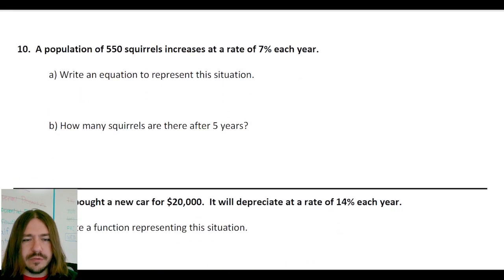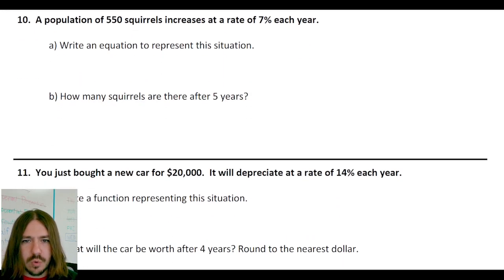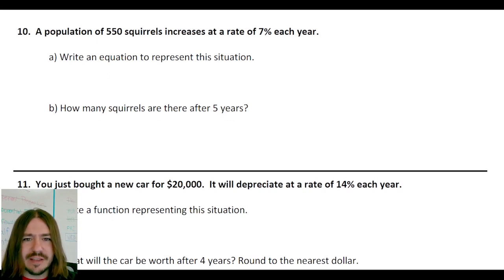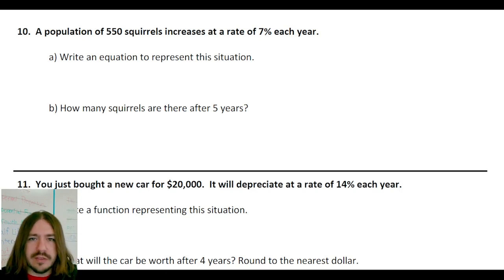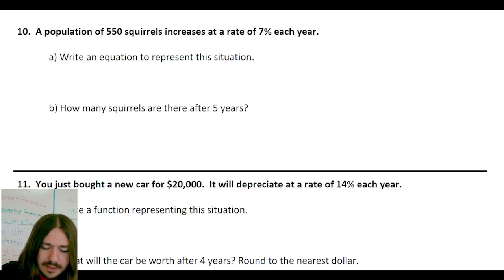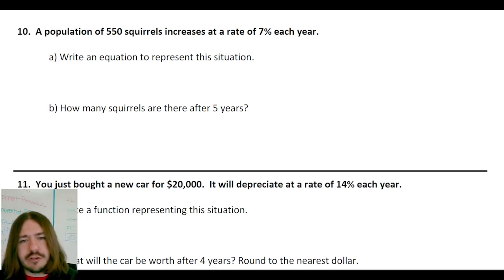Number 10, we've got a population of squirrels that is increasing by a rate of 7% each year. So first, let's write an equation. Let's go back to the problem and identify what is going to be the A and what's going to be the B. So our A value is going to be 550. That's our initial amount.